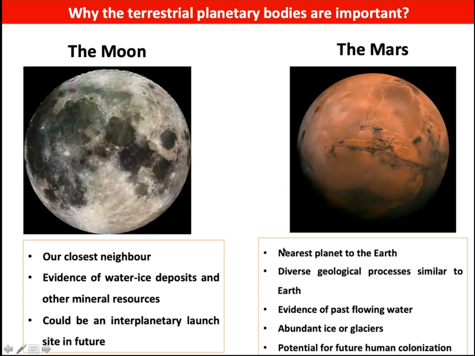If you take Mars, it's the nearest planet to our Earth, and it has diverse geological processes similar to our Earth. There is evidence for past flowing water, and it still has a lot of ice and glaciers. Because of all these aspects, planetary scientists consider Mars a potential site for future human colonization. So these are some of the salient science aspects of the Moon and Mars.